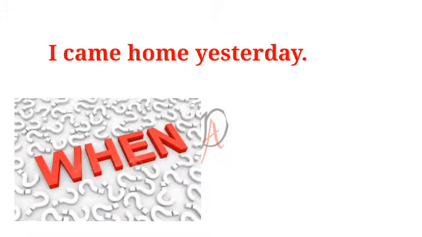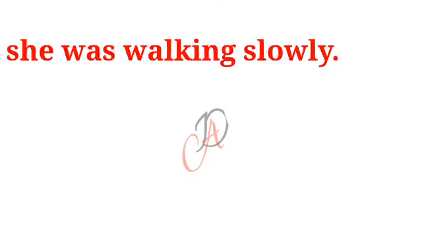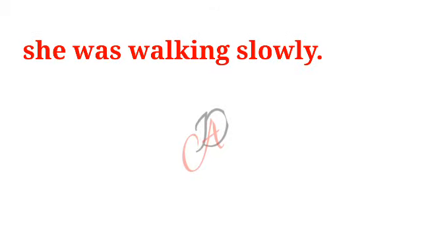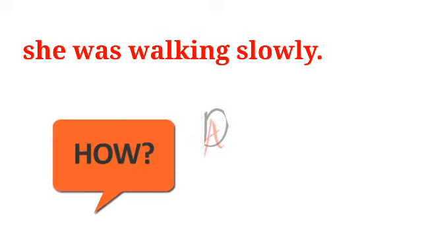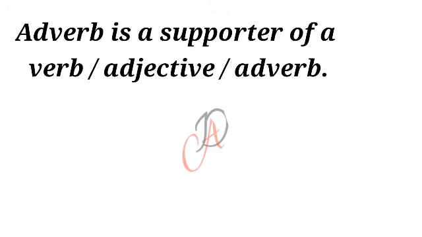Let's move on to another example. She was walking slowly. In the given example, the adverb is slowly because it answers the question how. How does or how was she walking? She was walking very slowly. So, in simple terms, adverb is a supporter of a verb, adjective, or an adverb in itself.